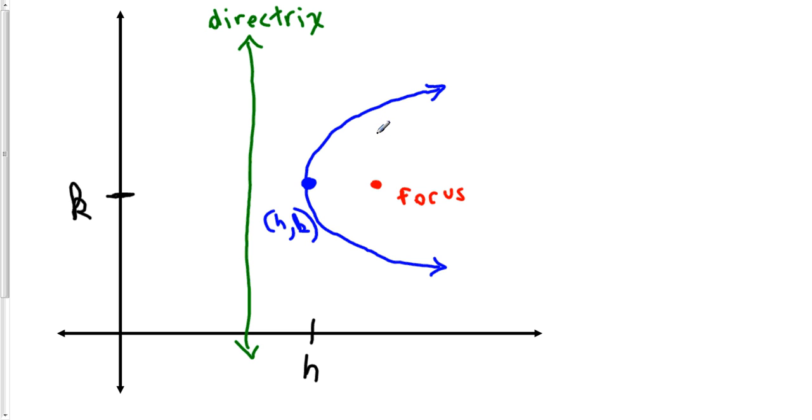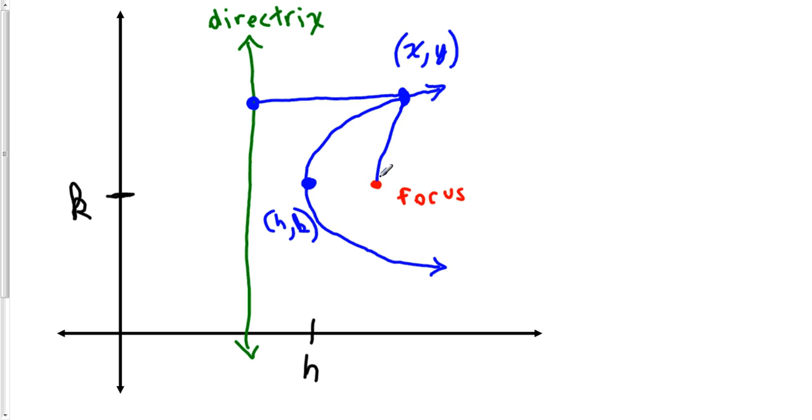except they open to the side. In this case, we still have our vertex. The vertex point is still (h, k), and we still have our directrix and our focus. And each point on the parabola is the same distance from the focus as it is from the directrix. So those distances are the same. (x, y). The distance from this point to the point on the parabola is the same as the distance from the point on the parabola to the focus.